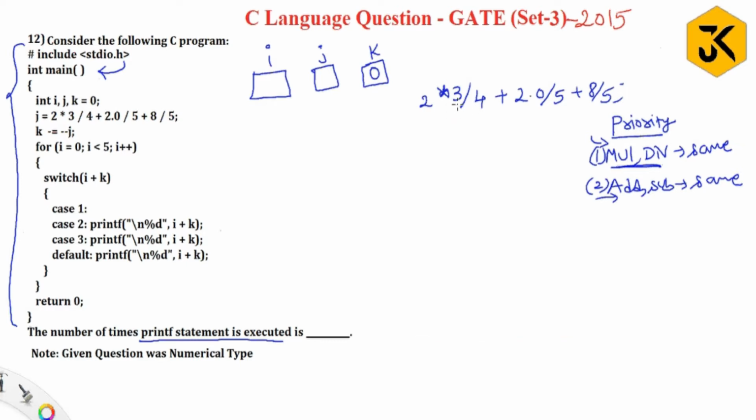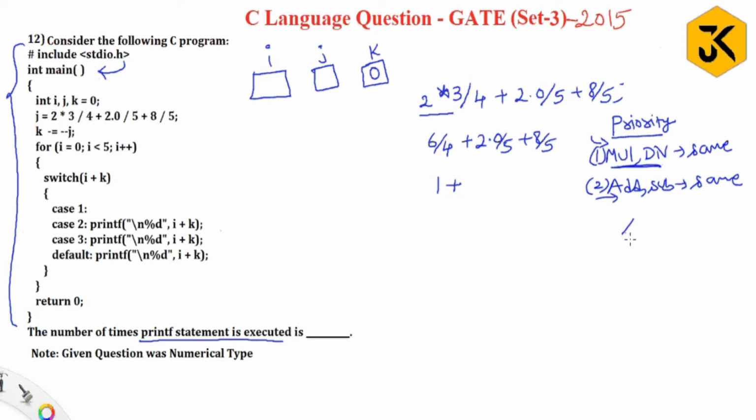The highest priority operators are multiplication, division, division, division. I'm having four highest priority operators with equal precedence, so I will start executing from left to right. First I will perform 2 into 3, that is 6. Then 6 by 4, I'm writing it once again so that it will be clear for you, is 1.